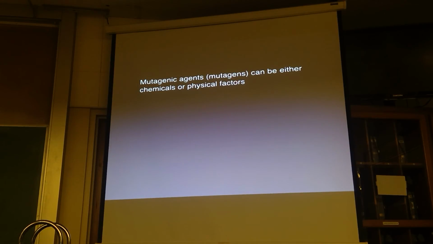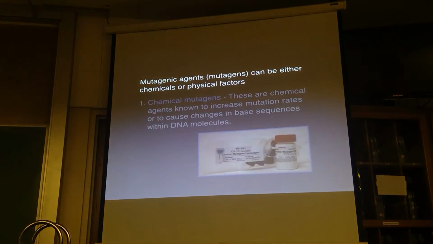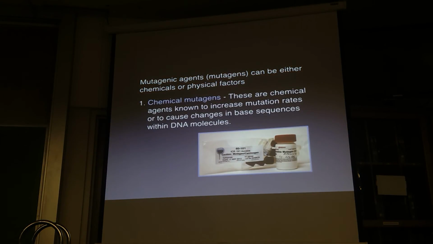Nevertheless, the Ames test is one of the ways that you can test a chemical to see if it's a mutagen or not. Now, mutagens are not always chemicals. Mutagens can be physical factors. We'll talk about some chemicals. We might get to some physical factors. We'll see. So chemical mutagens, again, are chemicals that are known to increase the mutation rate, and you can test them using the Ames test.